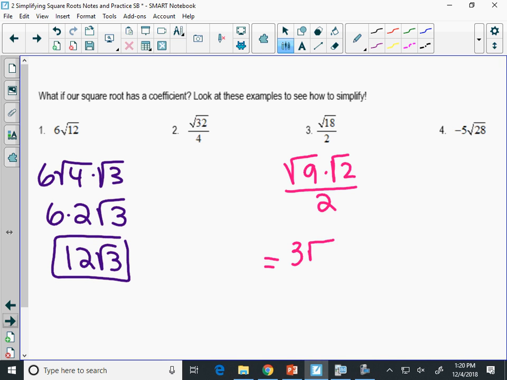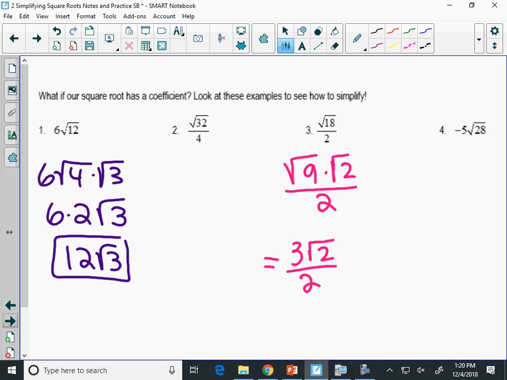3 radical 2 over 2. Now you just have to decide, does 3 over 2 simplify? No. Am I allowed to simplify radical 2 divided by the 2? No, because this 2 is not under a radical, so I'm not allowed to cancel off those. So that's actually your final answer, 3 radical 2 over 2. Okay, good so far? Have you done that? Remember doing that at some point?